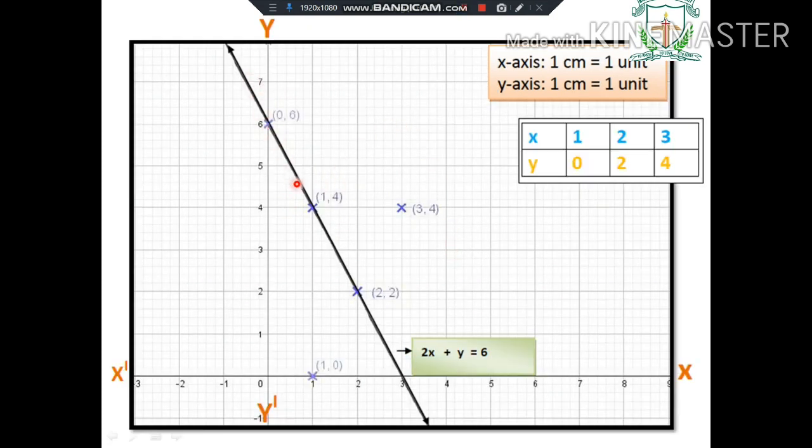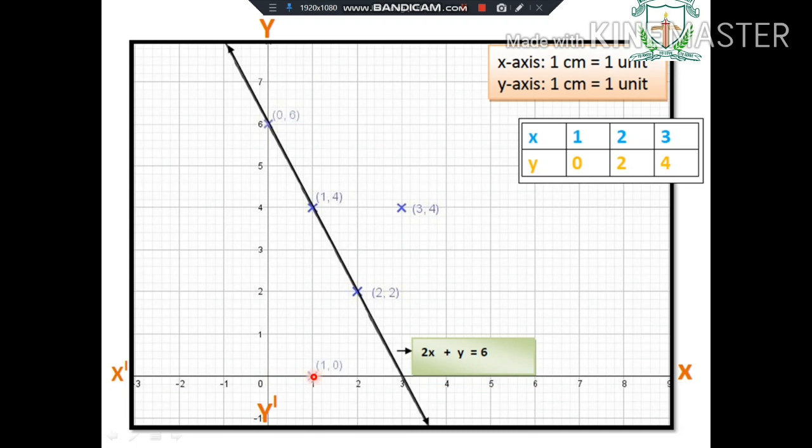Dear children, this is the first line. Now see the values of the second equation. Here x is equal to 1 means y is equal to 0. So mark on the same graph x is equal to 1. Move to the right side, x is equal to 1, 0.